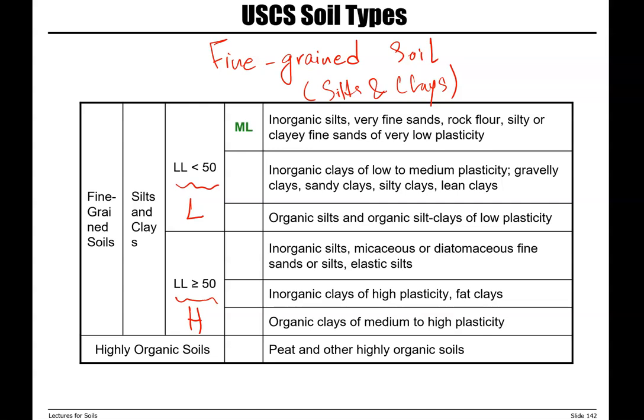If it's silt with low plasticity, then we have ML. Clay with low plasticity, we have CL. Organic material with low plasticity, OL. Silt with high plasticity or elastic silt, MH. Clay with high plasticity or fat clay, CH. And organic material with high plasticity, OH. And if it's highly organic soil, then we use PT.